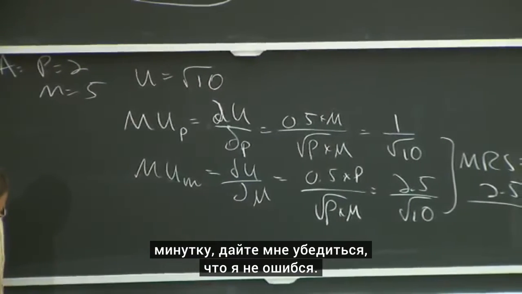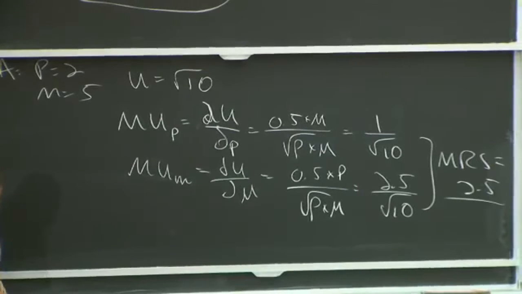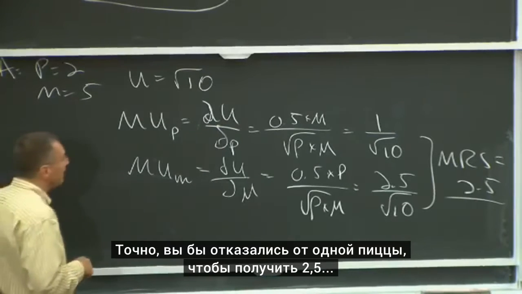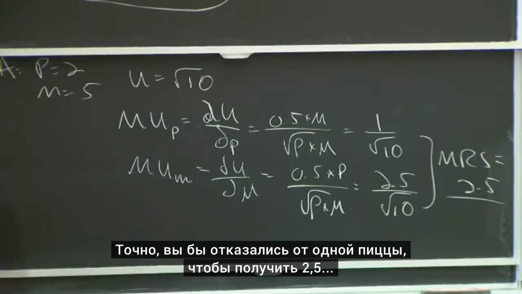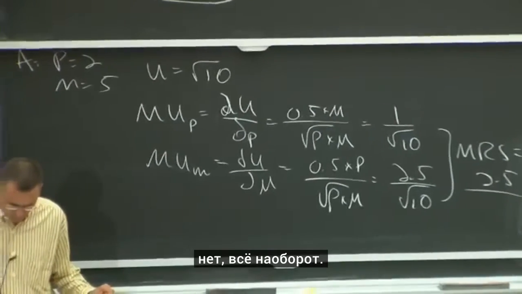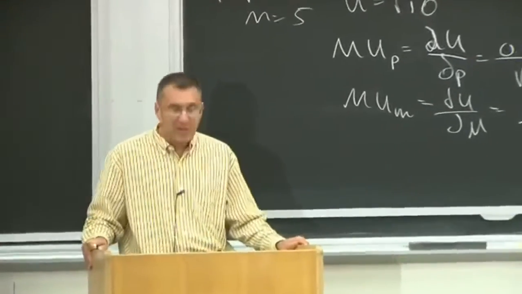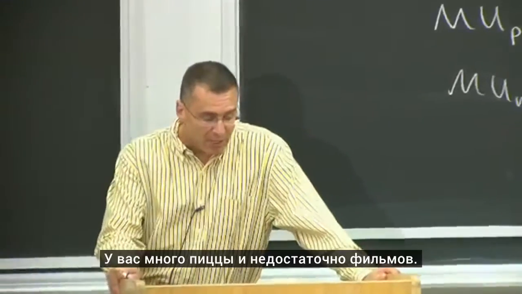One second, just make sure I have this right. So you would give up 1 pizza to see 2.5. No, it's the other way around. You would give up 2.5 movies. You're getting a lot of pizza and not enough movies. So you would give up 2.5 pizzas to get 1 more movie.